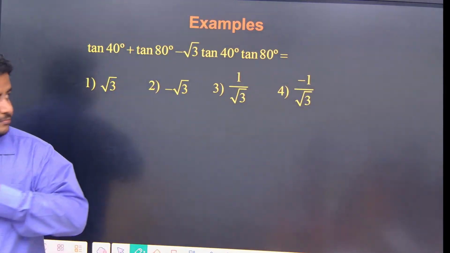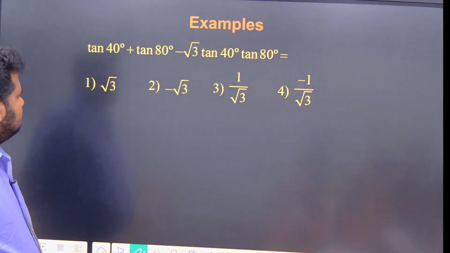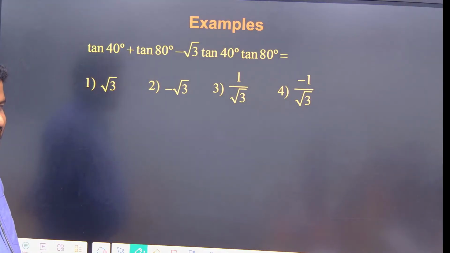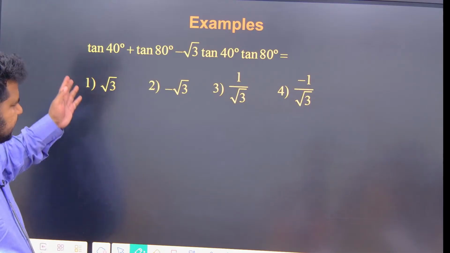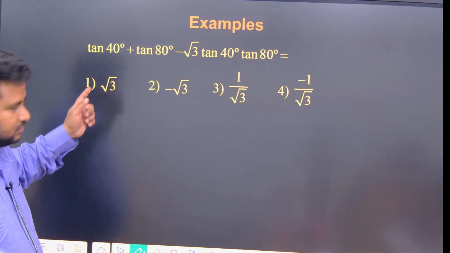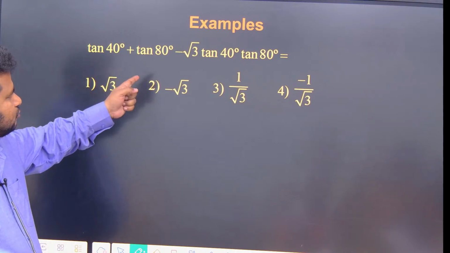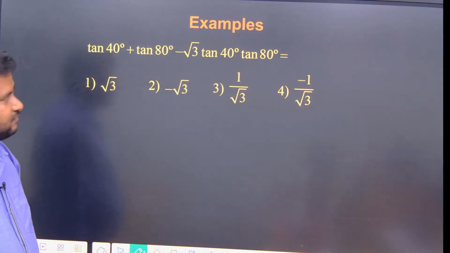Look at this question. This is your previous year question only. Somewhere in 2020 they have asked this question. Tan 40 plus tan 80 minus root 3 tan 40 tan 80 is what? This is what they are asking.